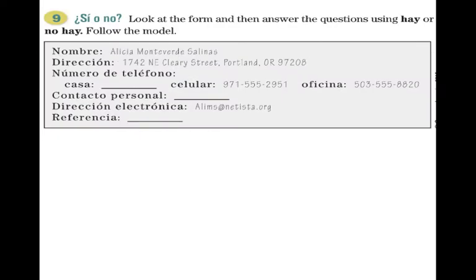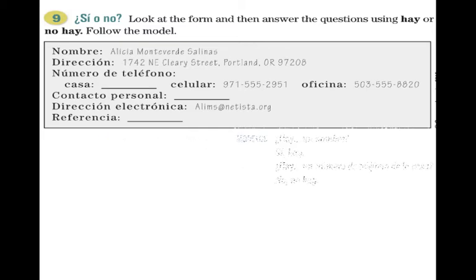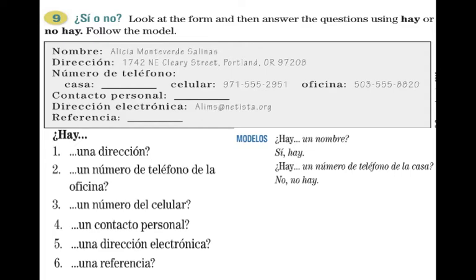Bueno, un poco más práctica. Look at the form and then answer the questions using hay or no hay as your respuesta. Mire el modelo. I'll ask a question like this. ¿Hay un nombre? Take a look at the form. Sí, hay. There's a name on there. ¿Hay un número de teléfono de la casa? I see número de teléfono, but casa is missing. No hay. Bueno, contesta la pregunta.